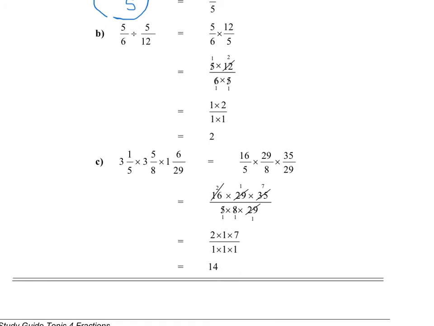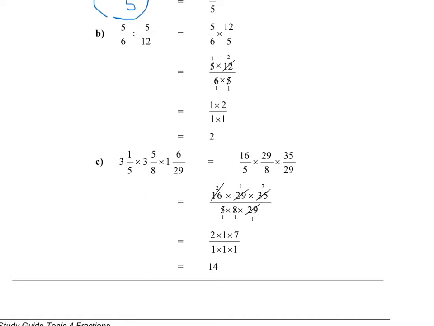Our next problem is a division. 5/6 divided by 5/12. Now remember, we can turn any division into a multiplication by finding the reciprocal of the divisor, that is the second term in the division, and the reciprocal is the original fraction inverted so that the denominator and numerator change places.